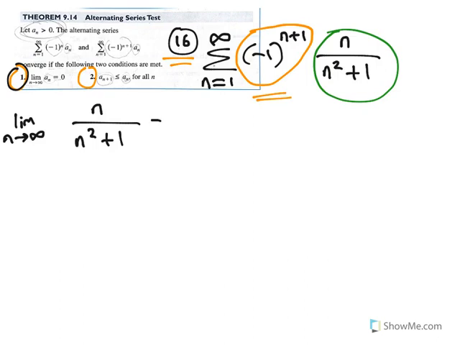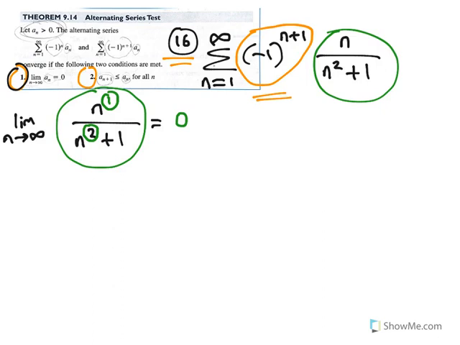And it does. An easy way to determine that is you just look at what you have here. This is a rational function, and the degree of the numerator is 1, the degree of the denominator is 2. So if the degree of the numerator is less than the degree of the denominator, your rational function will go to 0 as n goes to infinity. So this limit is equal to 0, and that was pretty quick.